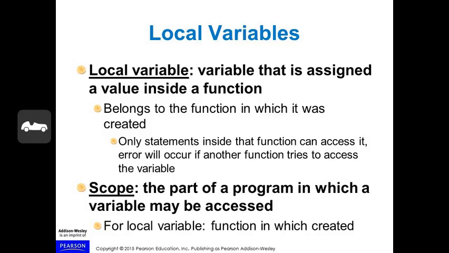A variable's scope is the part of the program in which the variable can be accessed. A variable is visible only to statements in the variable's scope. A local variable's scope is the function in which the variable is created.